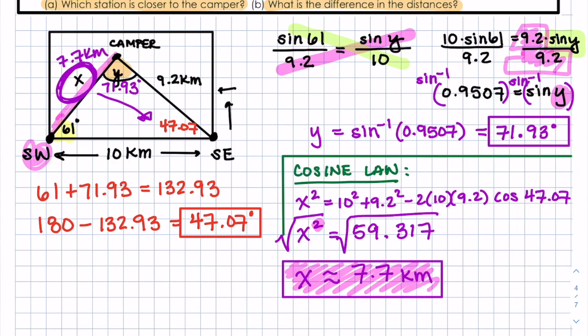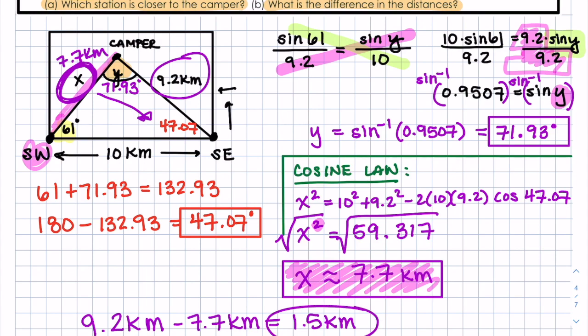So obviously it's a little closer to the camper than this one, than the right side, because this one is 9.2. So that was question A. Which station is closer to the camper? The southwest camp is closer. And what's the difference? Well, we could do a quick 9.2 kilometers minus 7.7 kilometers. And that leaves us with 1.5 kilometers. So the difference is 1.5 kilometers.